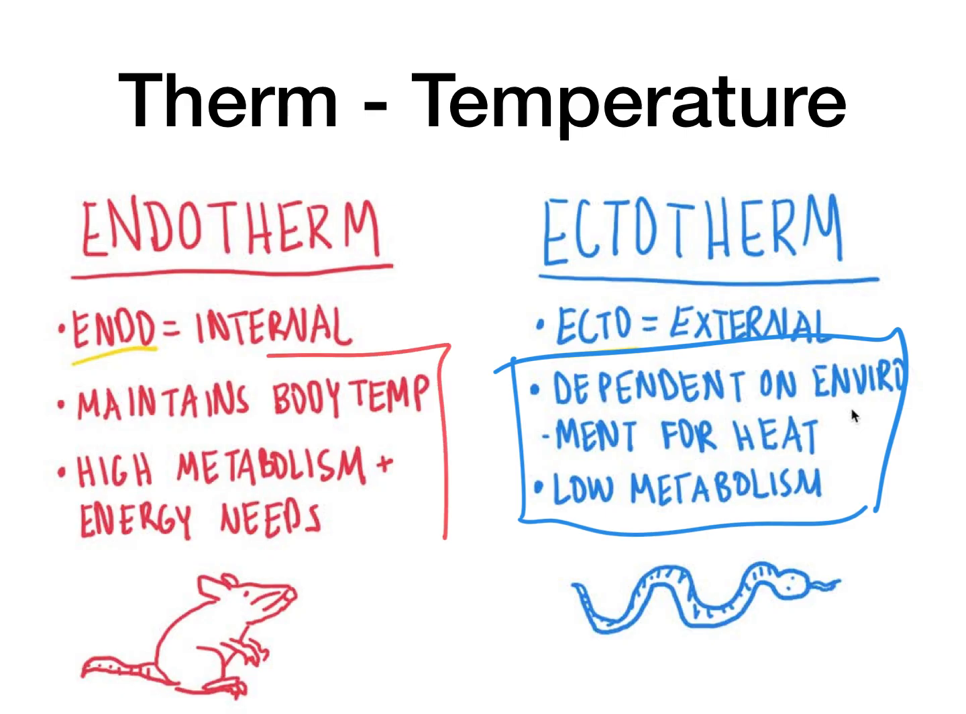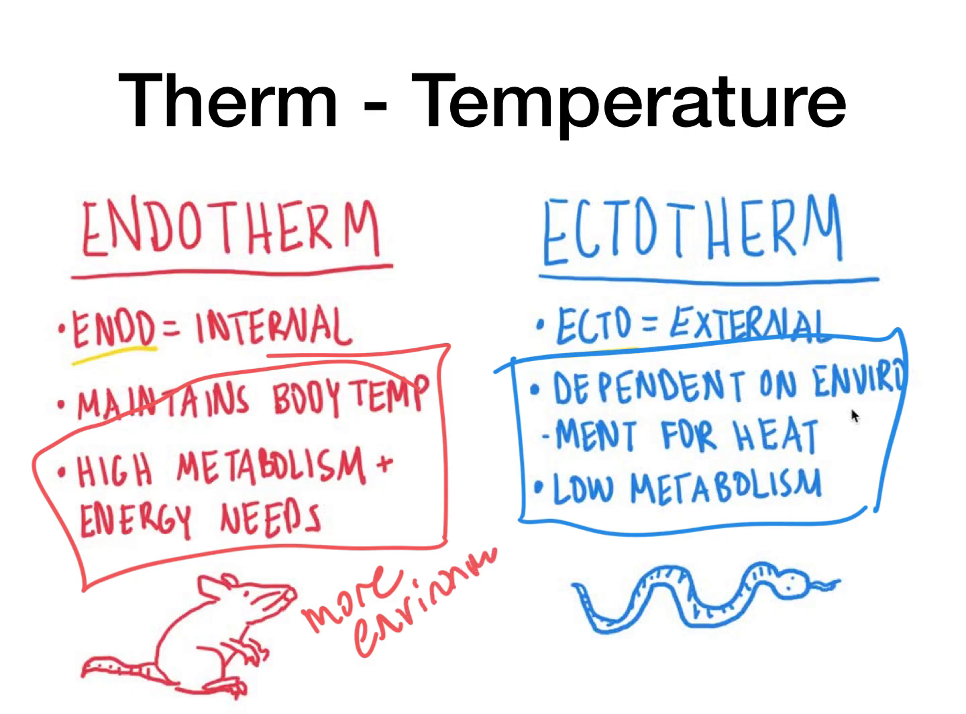But if you're an endotherm, you can maintain your body temperature. You burn a lot of calories, which means you need to eat a lot. It also allows you more environments. So you can find endotherms in really cold places, and you don't find ectotherms in really cold places. Endotherms have a way to stay warm at the North Pole, but ectotherms, you don't find reptiles there.